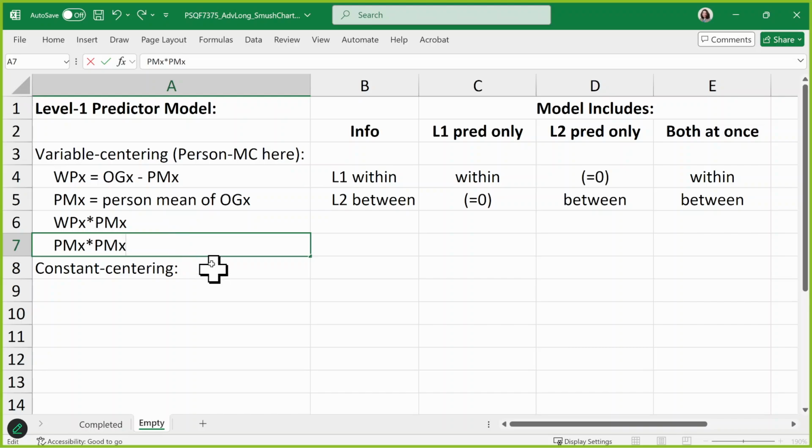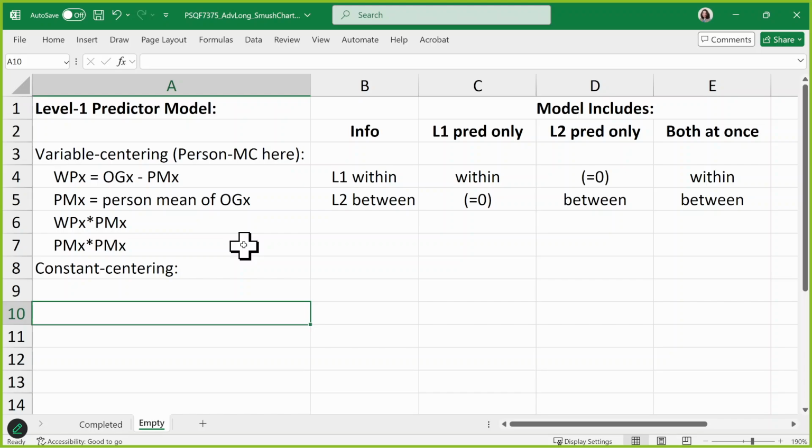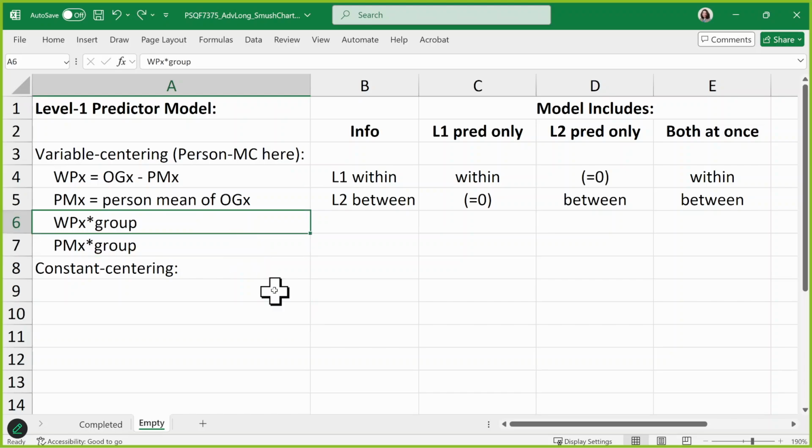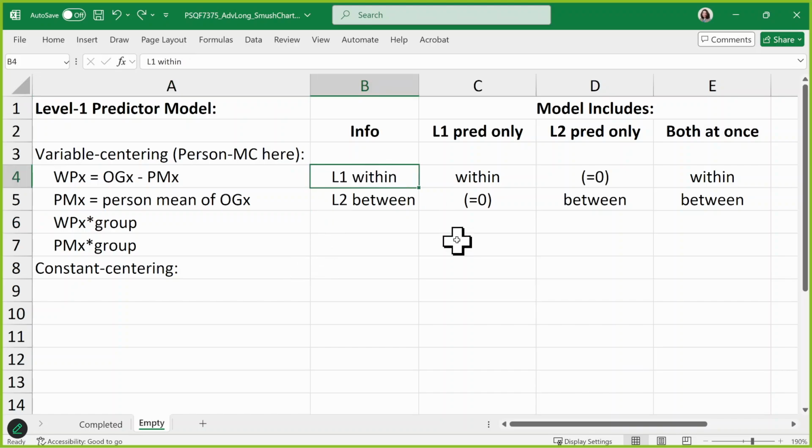So the squared term is merited from this sort of perspective. But let's go back to group for a minute, because that's a little bit easier to understand. So the within effect then, what source of variance is that going to explain? Level 1 or level 2? Level 1. Between effect, what source of variance is that going to explain? Level 2. Straightforward.